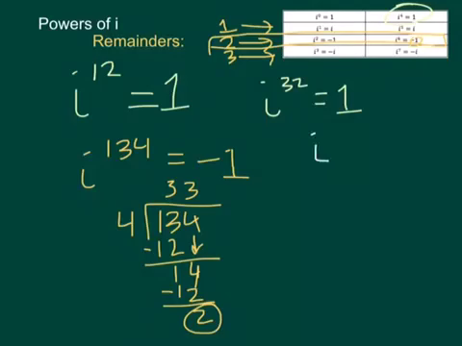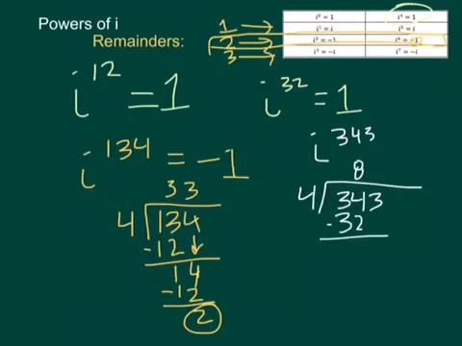Another example, i to the 343. If we take 4 and divide 343 by that, 4 can't go into 3, but it can go into 34 8 times. And then 8 times 4 is 32. When we subtract that, we'll get 2, bring down the 3. And then 4 can go into 23 5 times. That would be 20. So we have a remainder of 3 this time. So if we look back at our chart, anything that has a remainder of 3 is equal to -i.